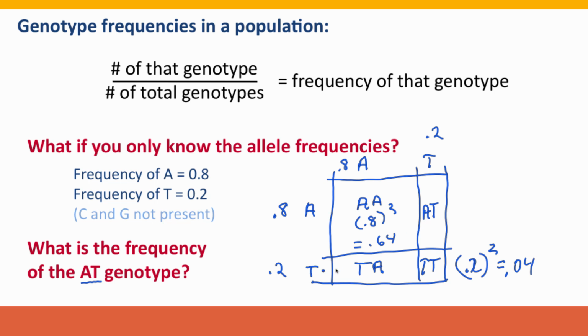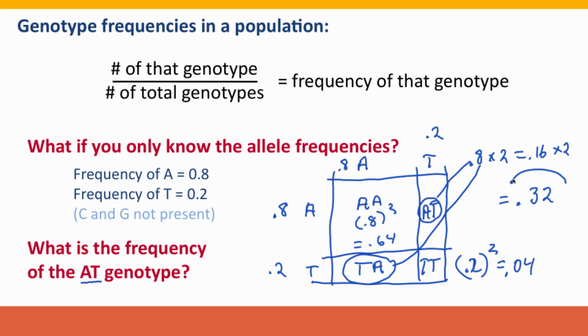Now what we're interested in, though, is the chance of T meeting A, or A meeting T, and these frequencies are, again, just the product of the frequencies of the alleles. So it's 0.8 times 0.2 equals 0.16 for this one, and for this one. So now we've got two occurrences of this genotype. They're just written in different orders, but it's the same genotype. So we're going to multiply this number by 2 to get 0.32. That's the frequency of the AT genotype.